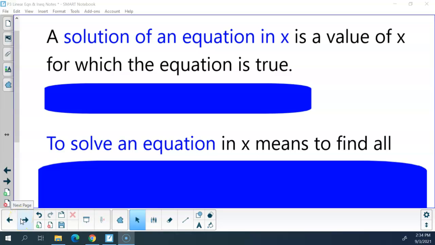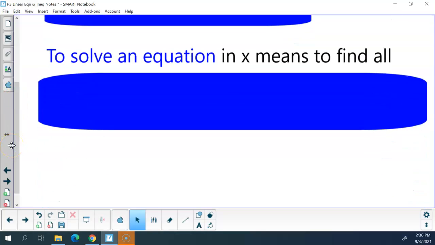So a solution of an equation in x, which means that we're solving an equation with a variable x, is finding the value of x for which it is true. Now we've got to figure out the next one. Go back to your elbow partners and find it: to solve an equation in x means to find all true solutions.